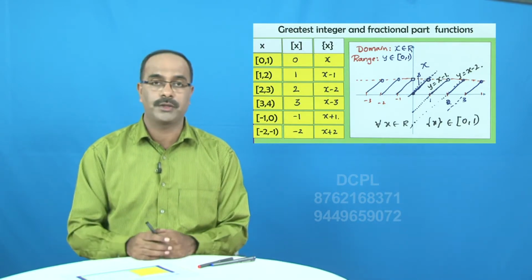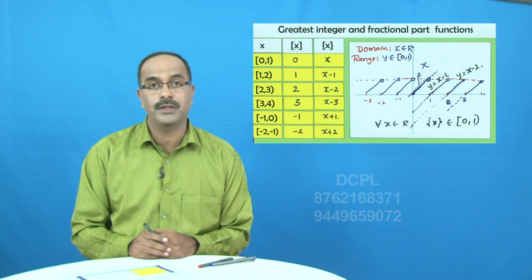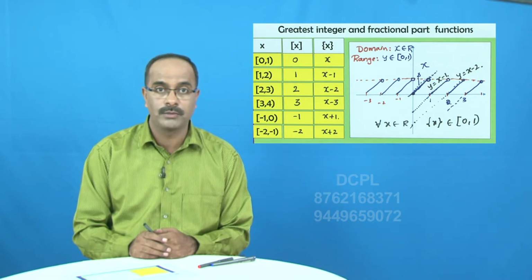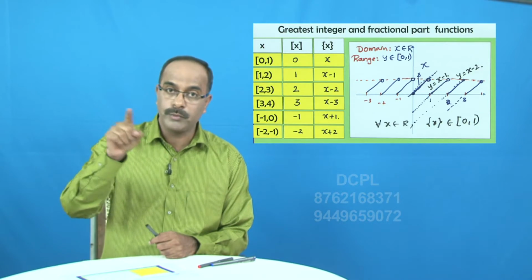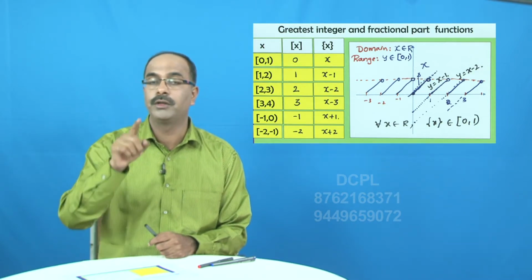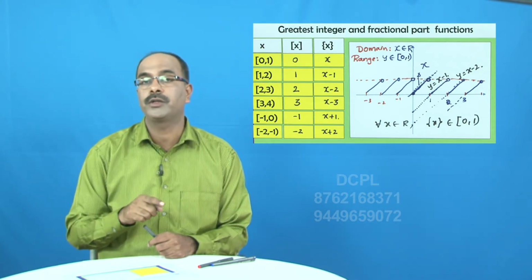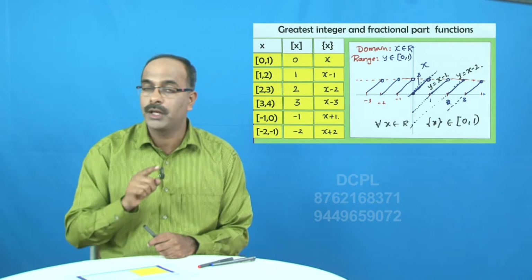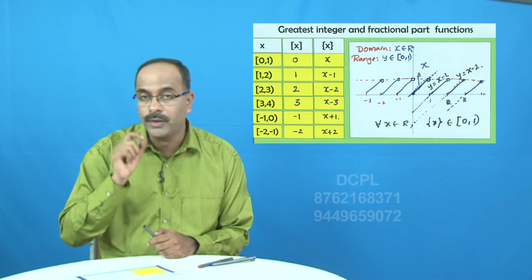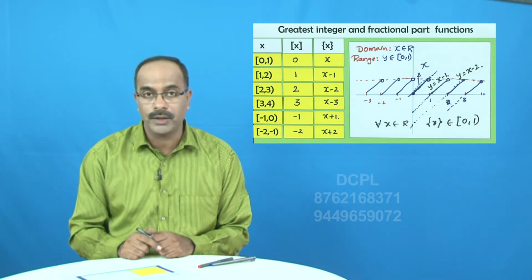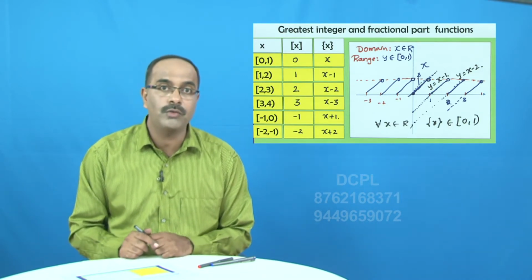What is the period of this? Period of this function is equal to 1. See, between 0 and 1 it is x. Between 1 and 2 it is x minus 1. Between 2 and 3 it is x minus 2. So if you observe carefully, there is a difference of 1. So fractional part of x is a periodic function with period equal to 1.